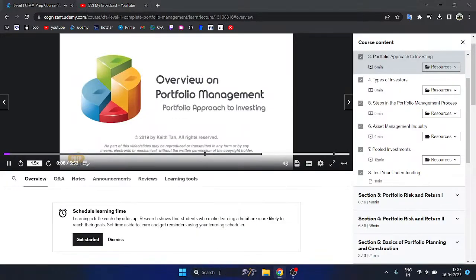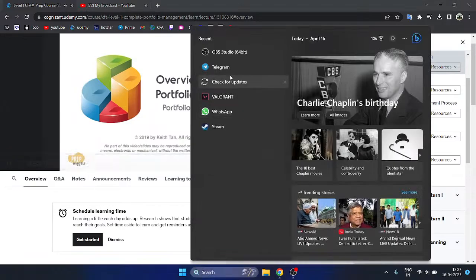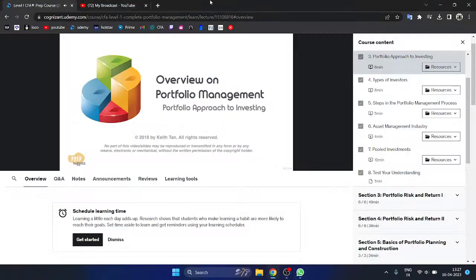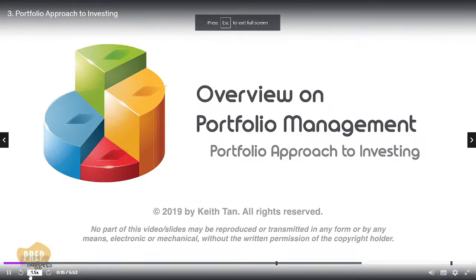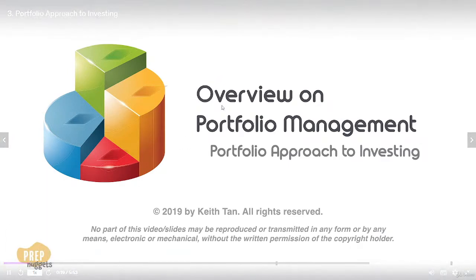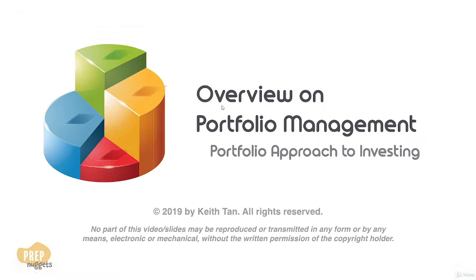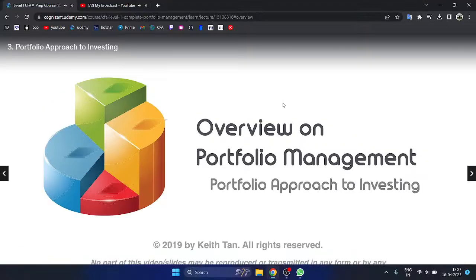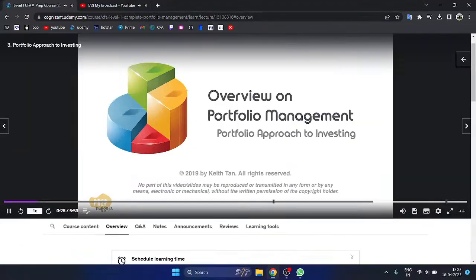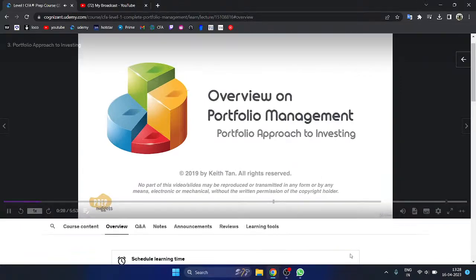Although portfolio management is of lower weightage for the Level 1 curriculum, it grows in importance for Levels 2 and 3. So if you're planning to progress to higher levels, building a good foundation here is essential. In this first lesson, we shall learn the portfolio approach to investing. Please treat this as an introductory lesson.